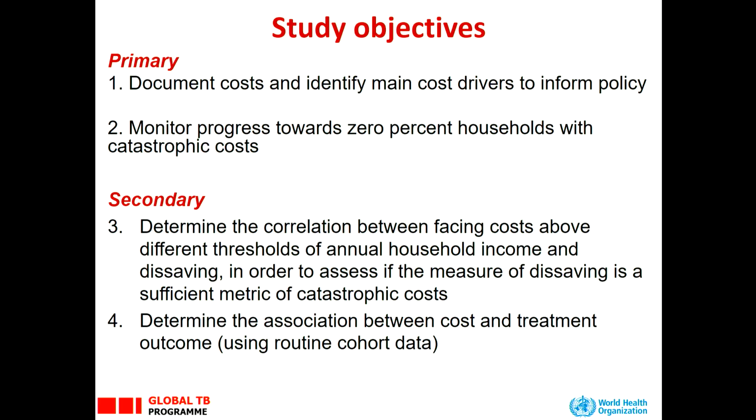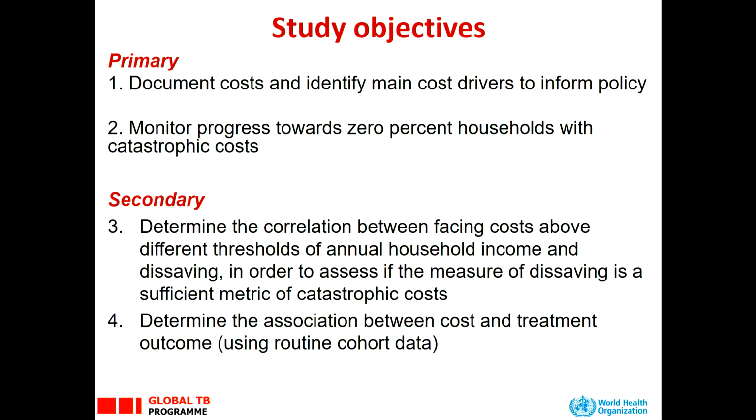And the survey has 4 objectives. 2 of them, the main ones, are first to document the cost borne by the patients and their households related to the TB diagnosis and treatment, and identify the main cost drivers to inform policy, universal health coverage policy, social protection policy, and beyond. And the second objective is to establish the baseline and to monitor progress towards 0% households with catastrophic cost. That is the third high-level NTB strategy indicator.